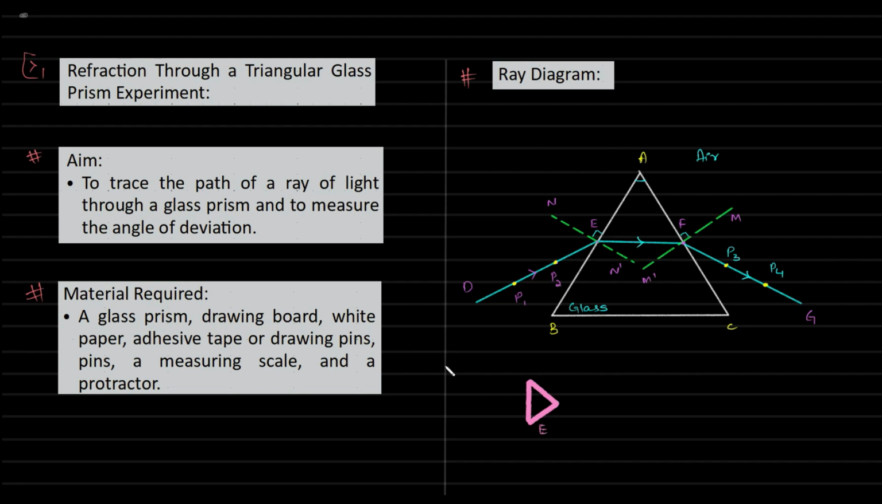Similar to how we handle the glass slab, same over here, we will observe pin 1 and P2 so that they are collinear with pin 3, and push pin 3 in. We need one more pin to complete the line. So take pin 4, push it in so that all are collinear through the glass prism. And once we have all of these points, draw and measure. Right? So let's look at the experiment practically.